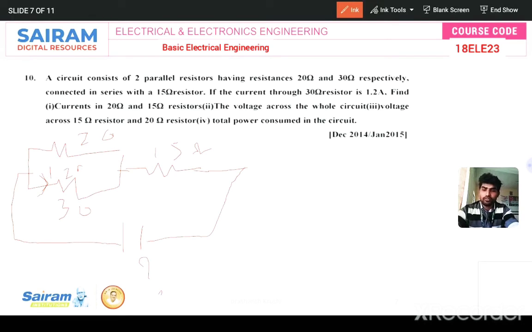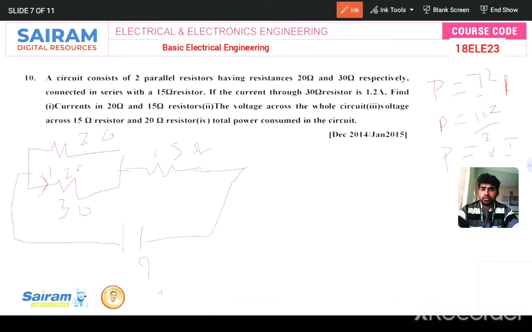For the total power consumed in the circuit, we can use the formula power is equal to I square R, or power is equal to V square by R, or power is equal to VI. Any one formula is fine for solving this problem. First up, see the question properly. They have given a clue, right?